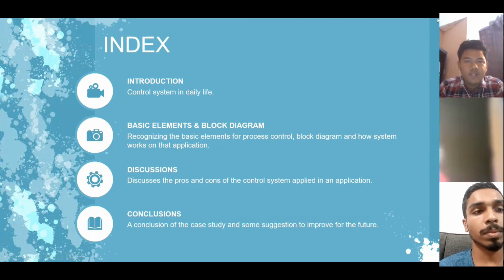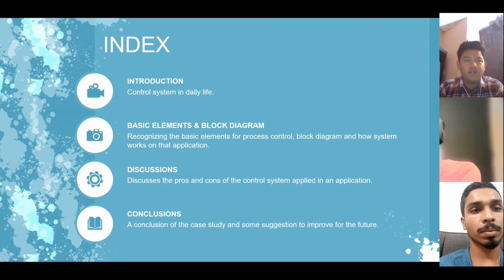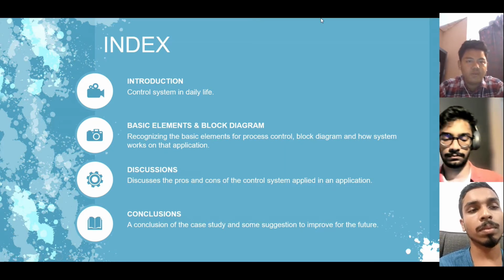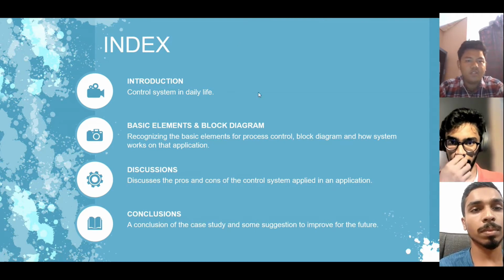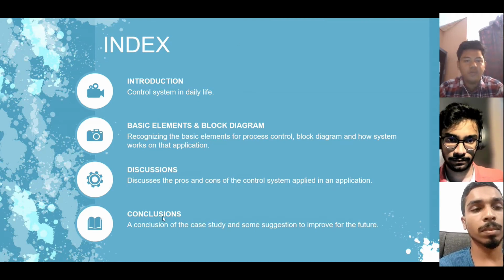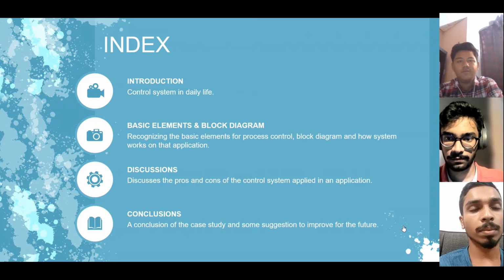So this is our index. First, we present about the introduction. Second, we present about the basic elements and block diagram. Third, we present about the discussion, and last, we present about the conclusion. So next slide.